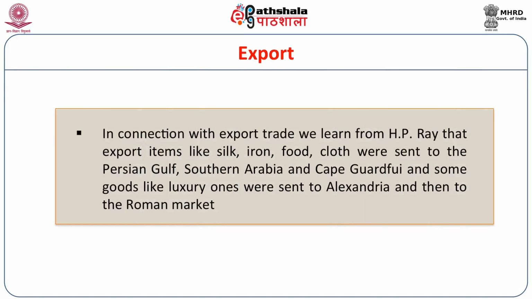Export. In connection with export trade, we learn from H.P. Ray that export items like silk, iron, food, even today we find these items exported to different countries, were sent to the Persian Gulf, southern Arabia and Cape Guardafui, and some luxury goods were sent to Alexandria and then to the Roman market. So, this is how we get export trade.